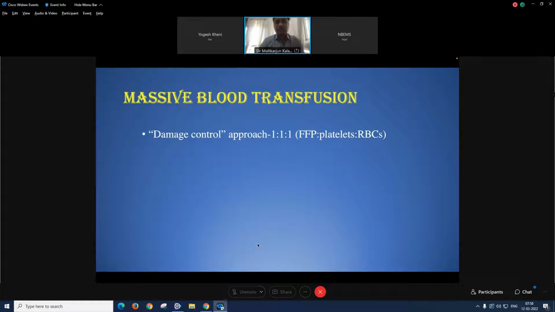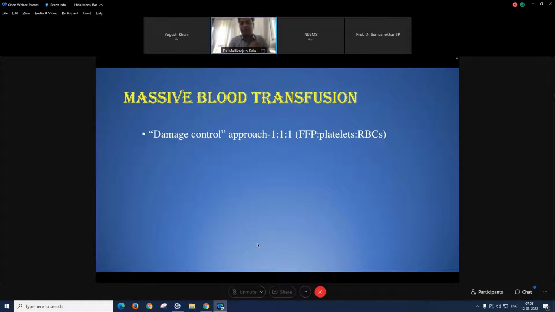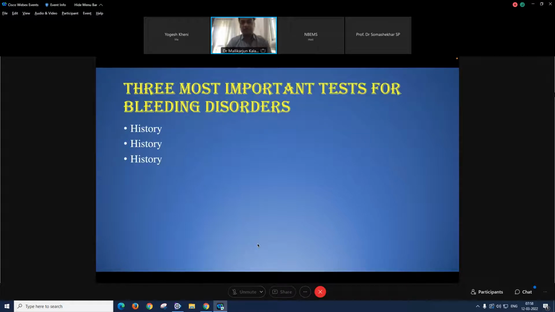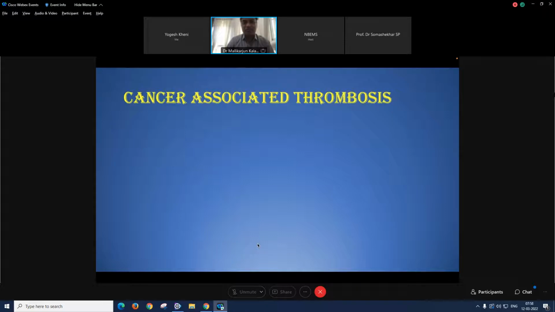So massive transfusion, people will always ask you. There have been various definitions, but massive transfusion essentially means you try and give them equal ratios of FFP, platelet, and RBC to reduce the risk of dilutional thrombocytopenia. So the 3 most important tests for bleeding disorders. My boss would always make this slide. It is history and history and history, and not any other special test really.